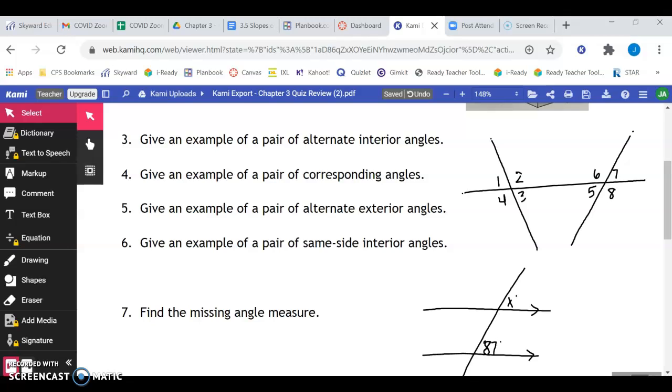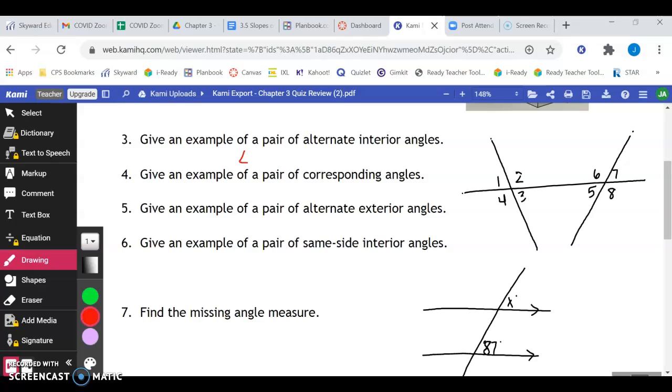Number 3, we're going to look at the picture off to the right-hand side here. It says give an example of a pair of alternate interior angles. Alternate means on opposite sides of the transversal. Interior means on the inside. So there's 2 different answers. I could pick 2 and 5, or I could pick 3 and 6. It does not matter. There's 2 possibilities here. So I'm just going to say angle 2 and angle 5.